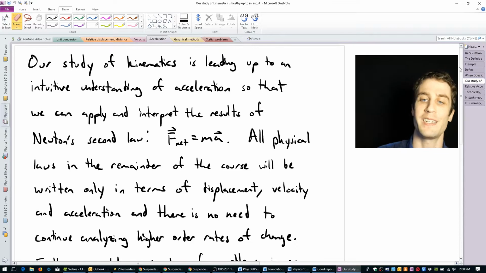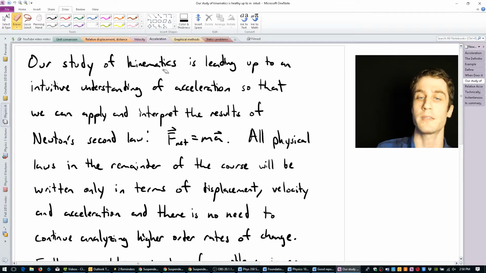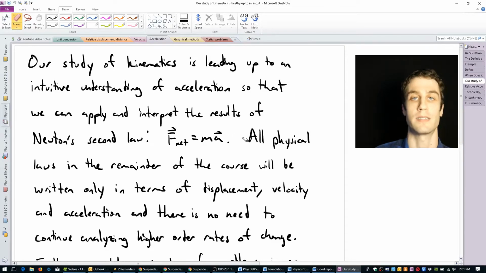So our study of kinematics, that's actually the topic that we're working on right now. Things involving position, velocity, and acceleration, or displacement, velocity, and acceleration. Those are all kinematics. Our study of kinematics is leading up to an intuitive understanding of acceleration so that we can apply and interpret the results of Newton's second law, F net equals mass times acceleration. So we need to have acceleration under our belts to do some real physics. This to me is the first real physics of this semester.